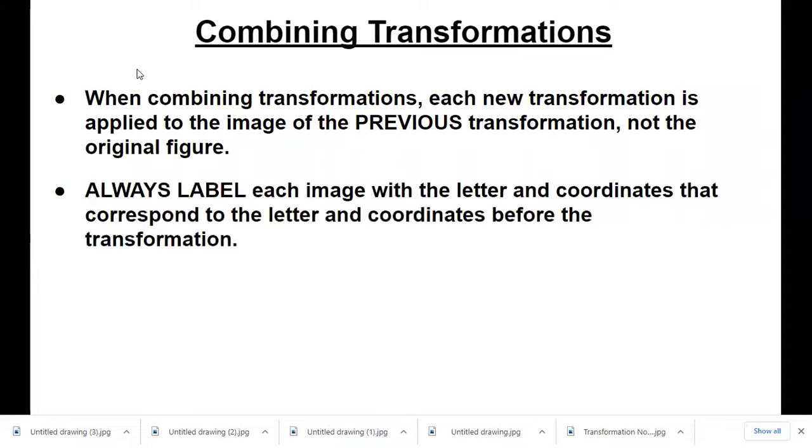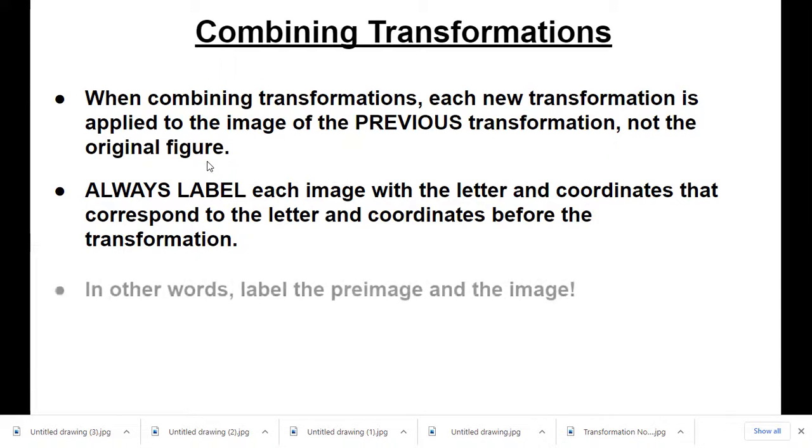Always label each image with the letter and coordinates that correspond to the letter and coordinates before the transformation. It'll save your mind a lot of trouble if you label all of your coordinates and all of your points with letters. In other words, label the pre-image and the image. I can't stress this enough because it's super important to keep your mind straight on what's what.